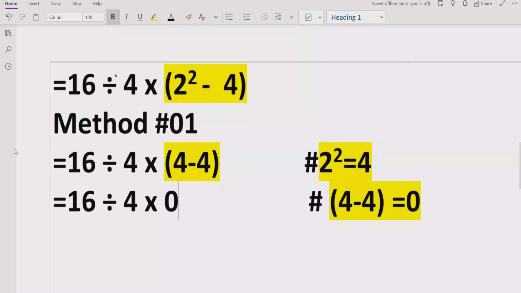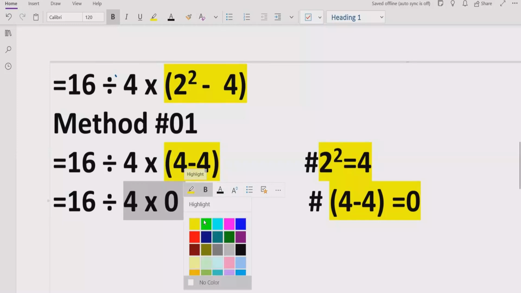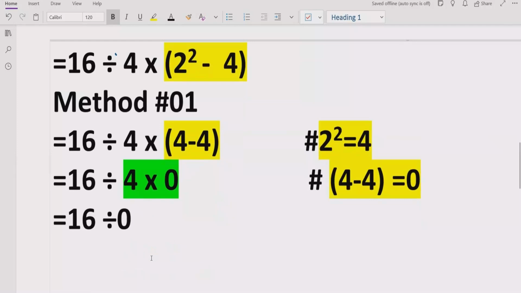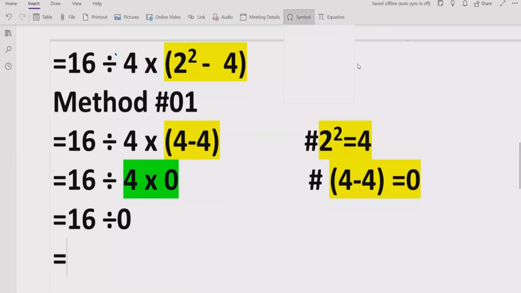Sometimes people say we will solve this one using the PEMDAS rule, which means you have to solve the multiplication first. So some people solve it this way: 16 divided by 4 multiplied by 0 equals 0. And in the end, you get the answer 16 divided by 0, which is equal to infinity. So sometimes people say the answer is infinity, but this answer is not correct.